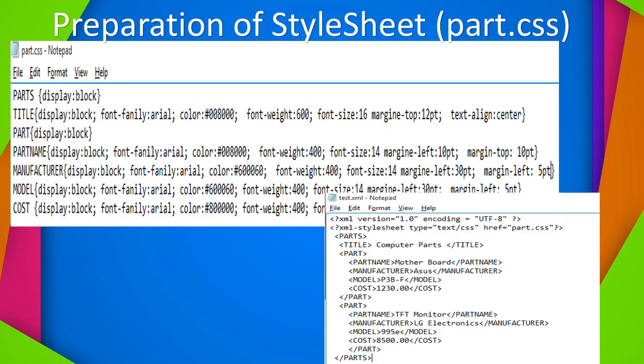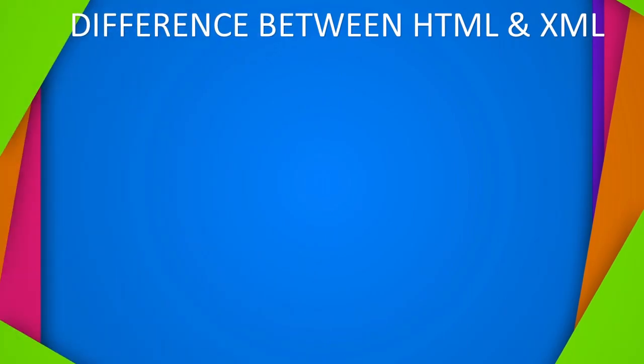It's used for the tags, everything: parts, title, part name, everything is a tag. And inside the tag, whatever the content, how it should be formatted, that we can give. Font, weight, color, everything can be given. Display block and display inline. After saving the file, just open the browser and you can see the output of XML.